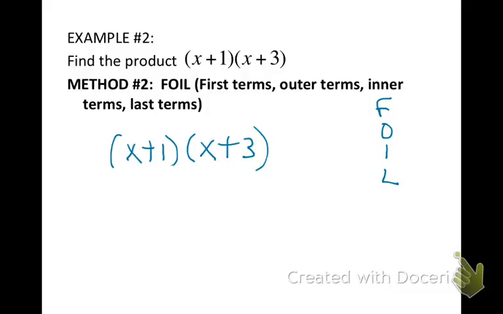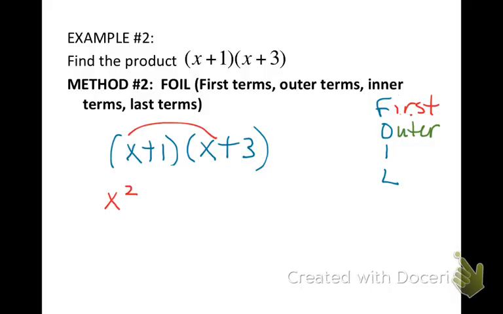So FOIL means that we're going to multiply first terms together. So that is x times x, which will give you x squared. O is next. That's how you spell FOIL. So O stands for outer.